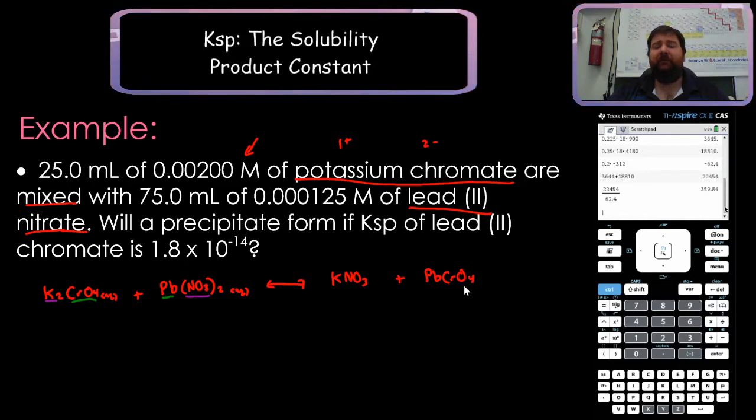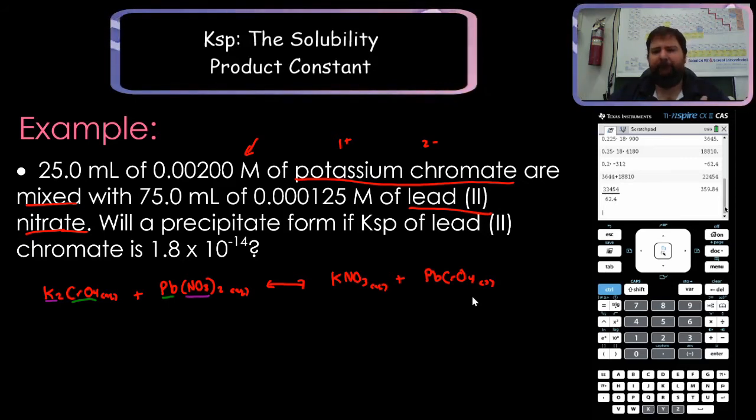Now you have to look at a solubility table to figure out what state these two things are. So I have my solubility table here. I'm going to look at NO3, which is right there, nitrate. And with essentially all positive ions, it's soluble. So I know that KNO3 is aqueous. Now I'm going to look at chromate with lead, and this is going to be solid.